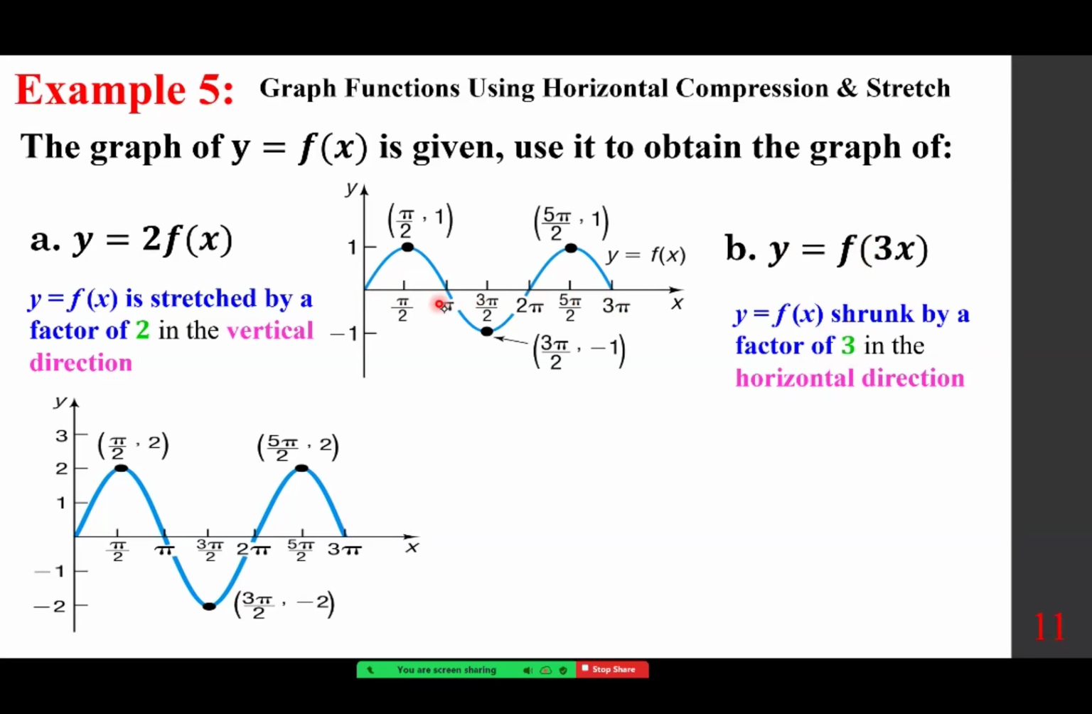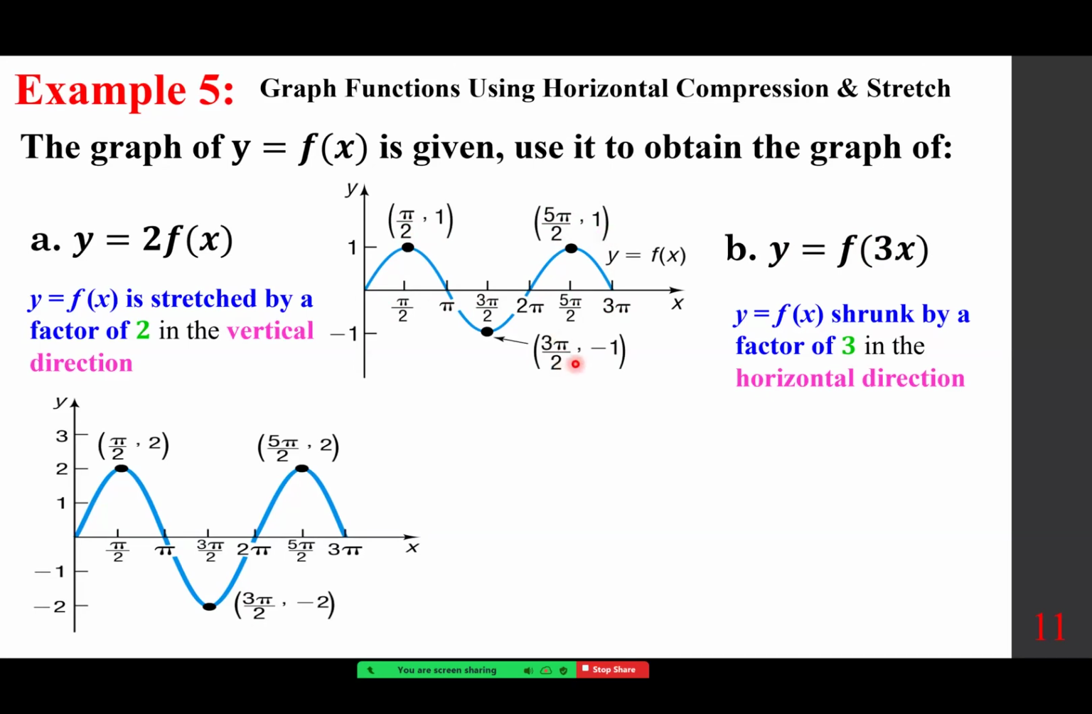So what does it mean? This divided by 3. Okay, we are dividing the x coordinate by 3. We are keeping the y coordinate. So for example, this one, pi over 2, if I divide by 3 becomes pi over 6, 1 doesn't change. 5 pi over 2 divided by 3 is 5 pi over 6. The y-coordinate remains.